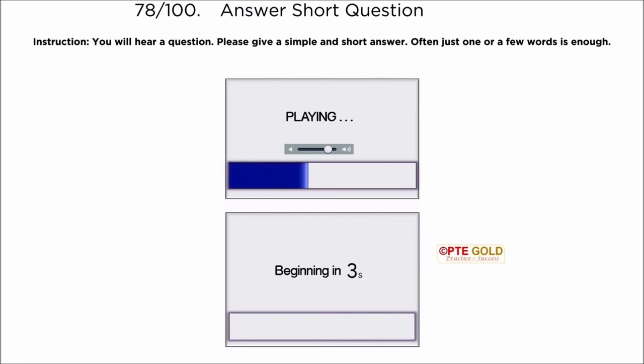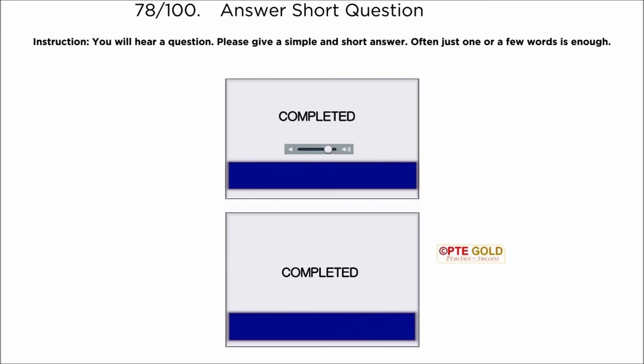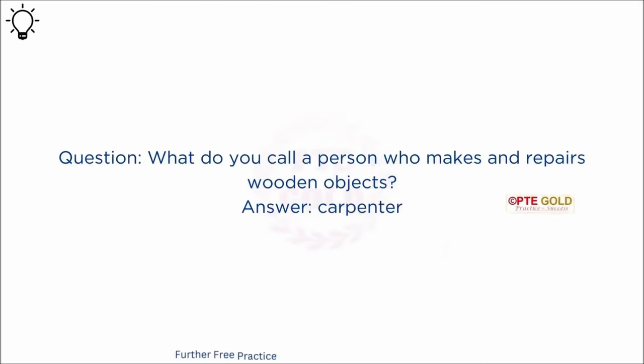What do you call a person who makes and repairs wooden objects? Carpenter.